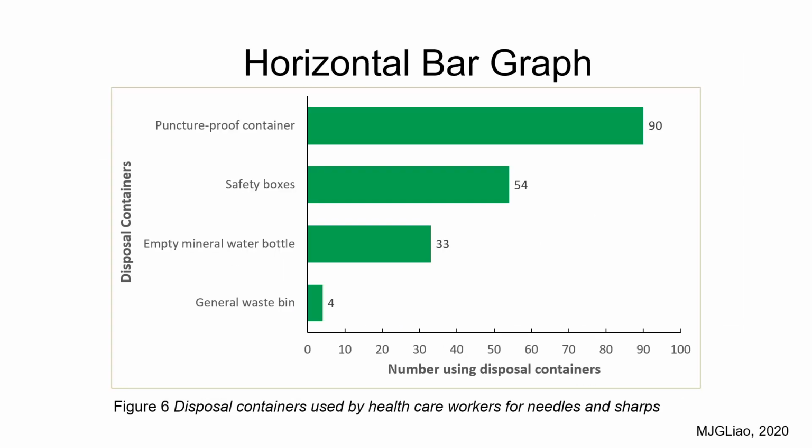The horizontal bar graph, on the other hand, is used for comparison of absolute or relative counts between categories of a qualitative variable. For this example, the qualitative variable type of disposal containers is placed on the y-axis, and the absolute count, which is the number using a particular disposable container, is placed on the x-axis. Comparisons between categories or groupings are made on the basis of the lengths of these bars. From the graph, majority of healthcare workers dispose used sharps and needles using puncture-proof containers.